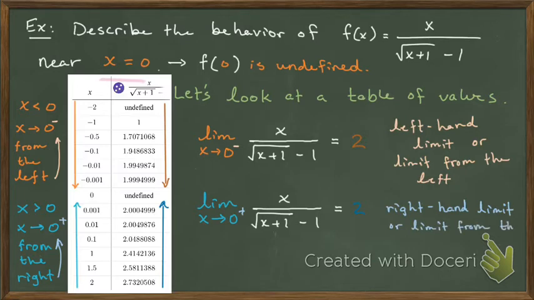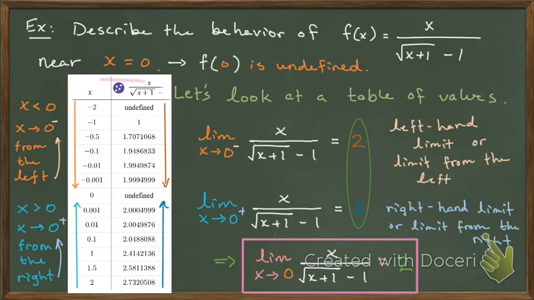And since these values match, since we get 2 from both the left and from the right, then we can say overall the limit of our function here is 2. Even though I cannot plug in 0, as I approach 0, both from the left and from the right, I get 2. That's what the limit of this function is as x approaches 0.